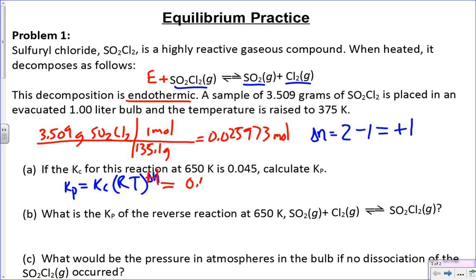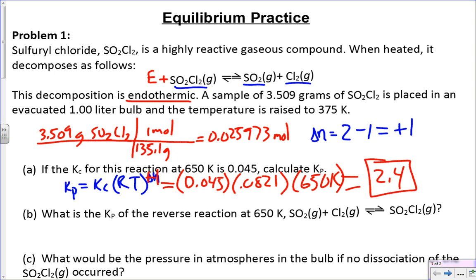So if we just multiply this out, make sure I get the right numbers here. The Kc is 0.045. Our R value is 0.0821, and that's the liter atmospheres over mole Kelvin. And finally, our temperature in Kelvin is given as 650. So when we multiply this out, we end up with, to 2 sig figs because of that 0.045 and the 650 K, we end up with a Kp value of 2.4. So we know at that temperature, if that's our Kc, that's what the Kp would be. So that's how you answer A.